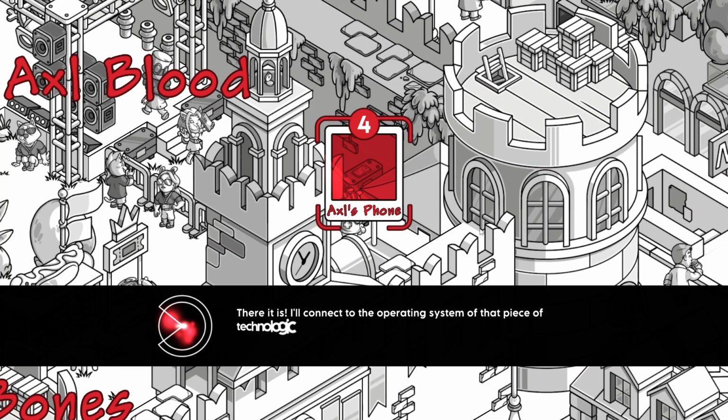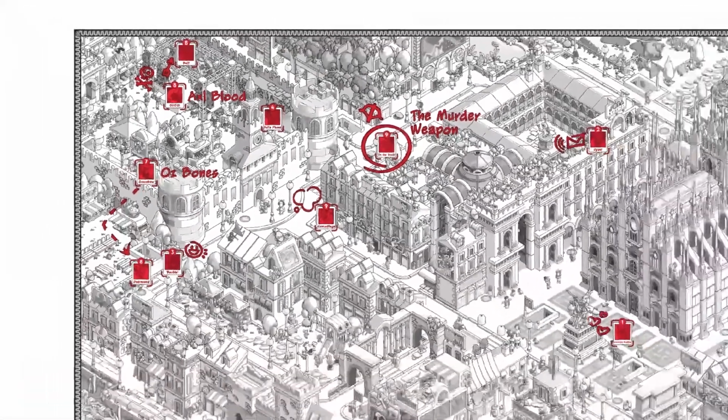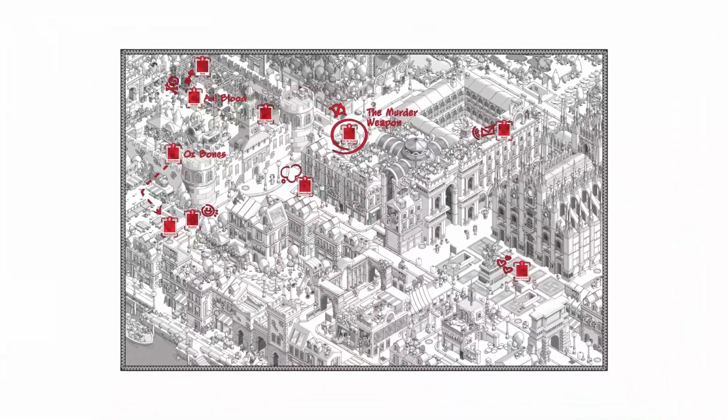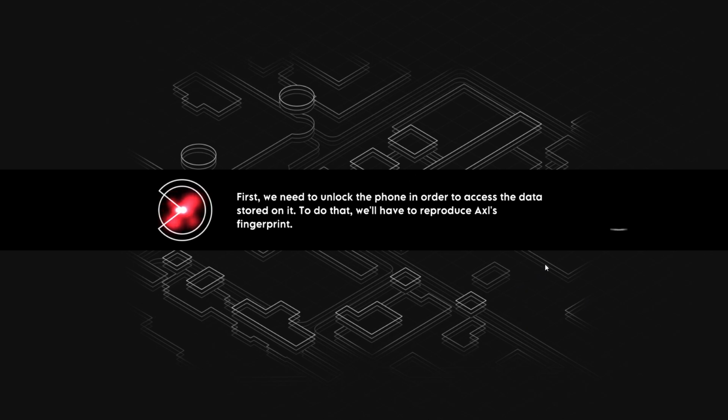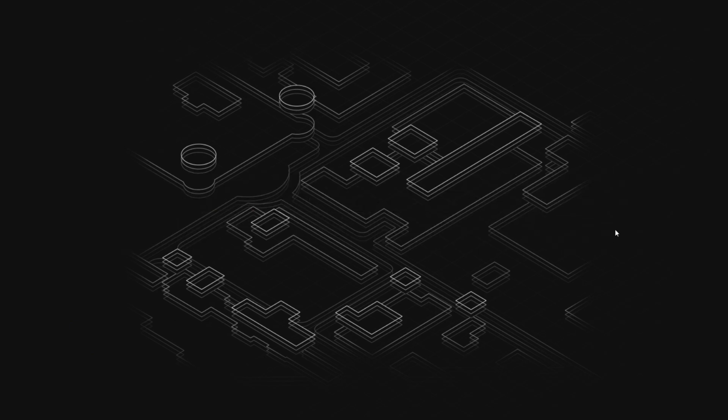There it is. I'll connect to the operating system of that piece of technological antique so that I can extract the information we need. First, we need to unlock the phone in order to access the data stored on it. To do that, we'll have to reproduce Axel's fingerprint.